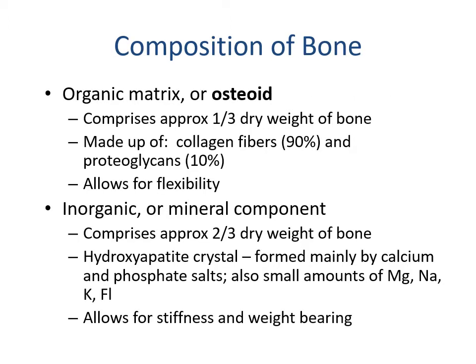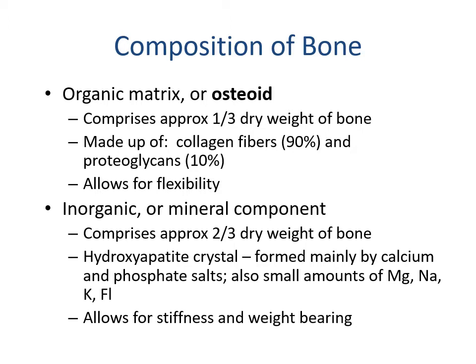Now looking at the composition, or what bone is made out of, we have the organic matrix or osteoid, and this comprises approximately 1/3 of dry weight of bone. This is made up of collagen fibers, about 90%, and then proteoglycans making up the remaining 10%. And this allows for flexibility, in that bones actually do have some flex to them. If they're too hard, they're actually too brittle.